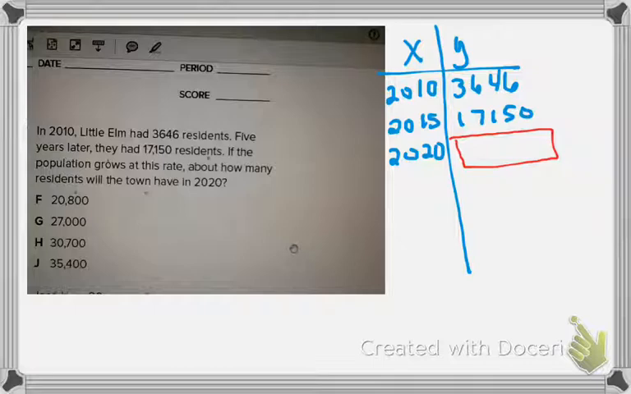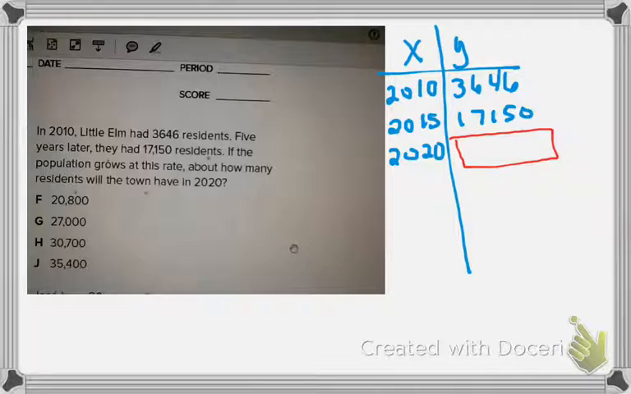So we know it's growing, and so we know it's got to be more than 17,150. And we look at our answers and we see they're all like that. So we need to find the slope, the rate that it's changing. All right. And so there's a couple things we could do here. What we could do is they're asking us what is the population. We could do a proportion here and actually solve this whole thing pretty quickly. But I'm just trying to show you how you can find the slope in this situation.